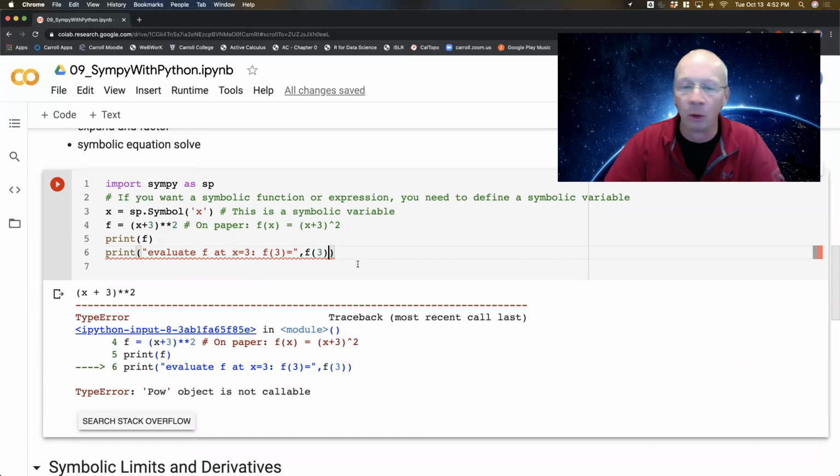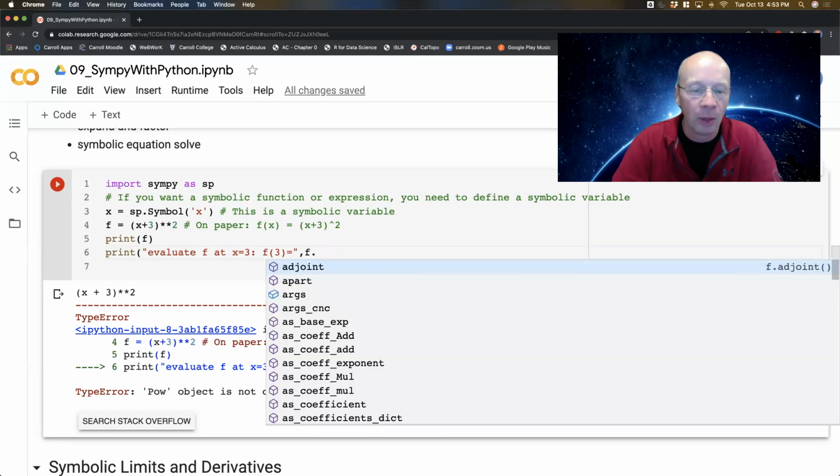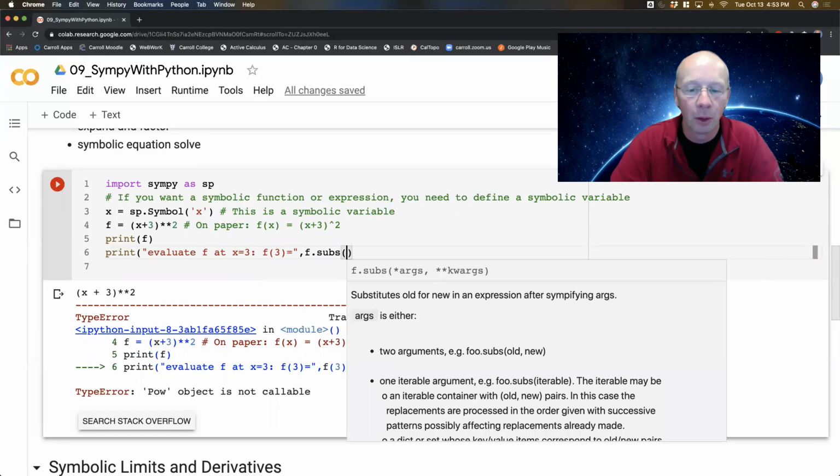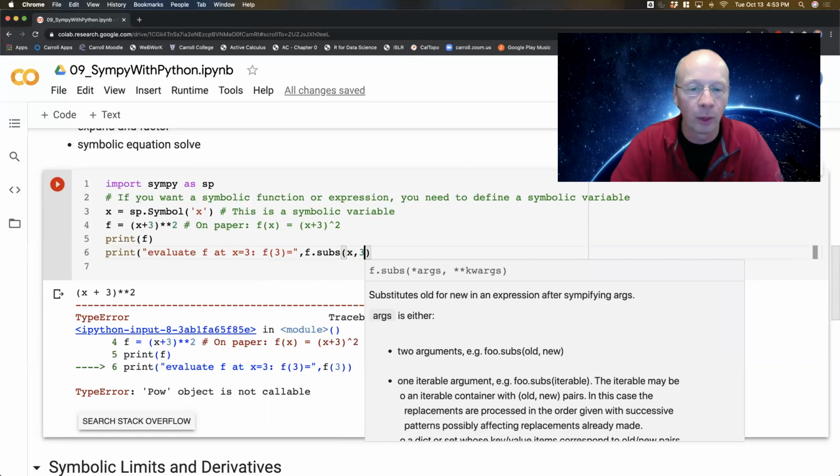It has no idea what you're talking about, because the parentheses in Python mean that you're actually going to a Python function and calling on that function, sending parameters in. And I'm using the word function here in a computer science sense, not in a mathematical sense. So what we do instead is f.subs, and now it wants, let's see, the old and the new. I want x to be replaced by 3.